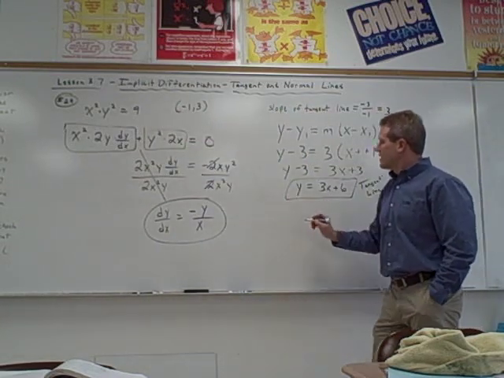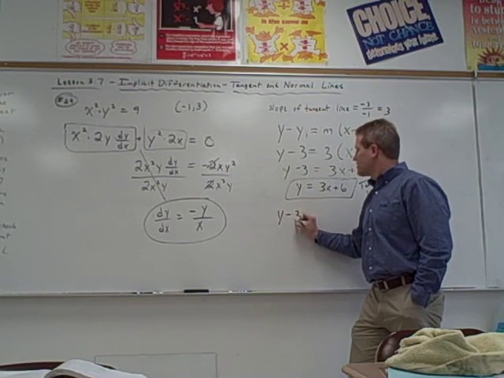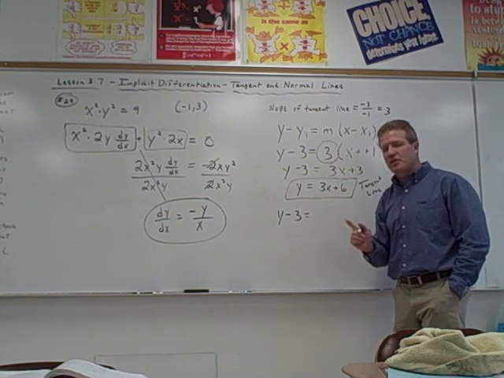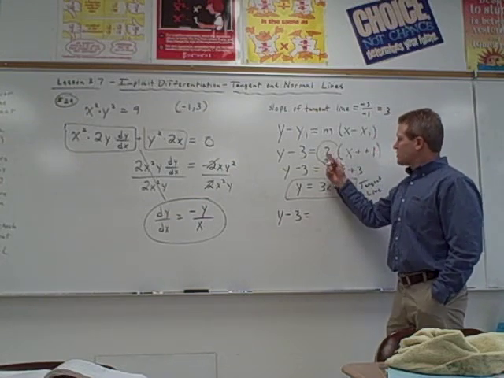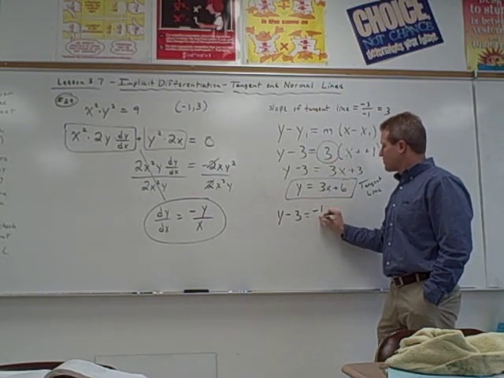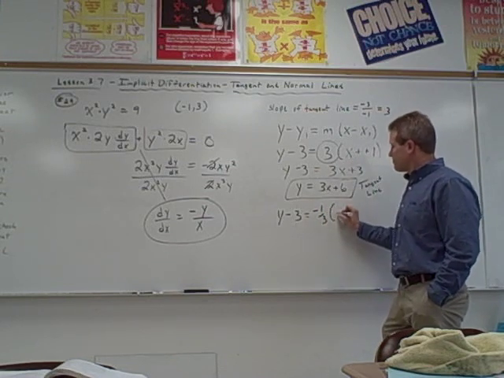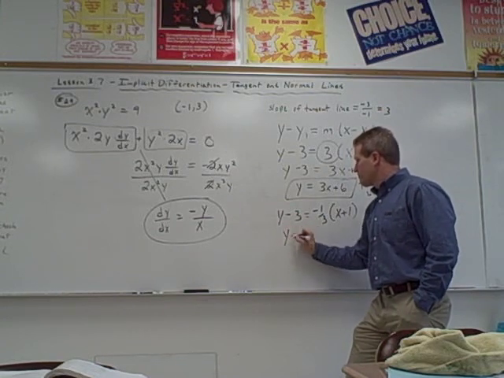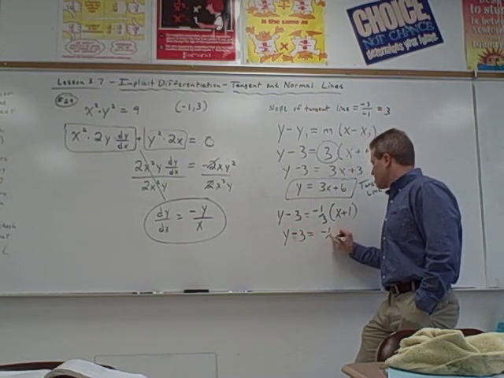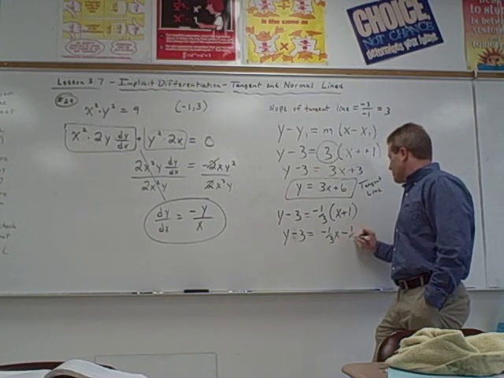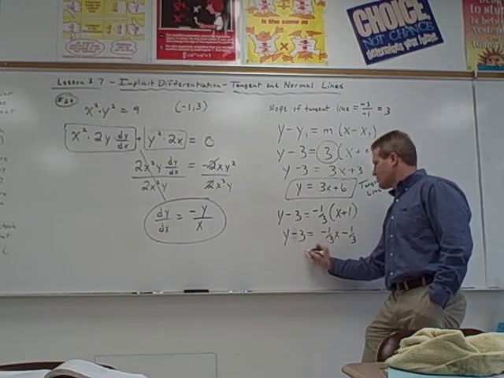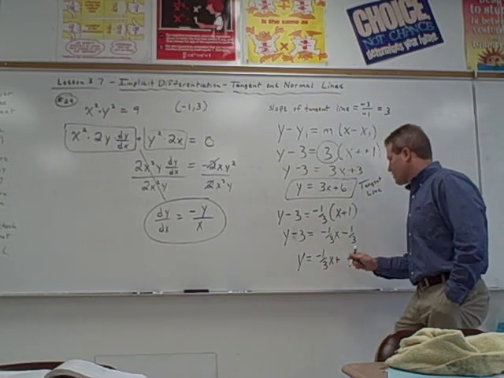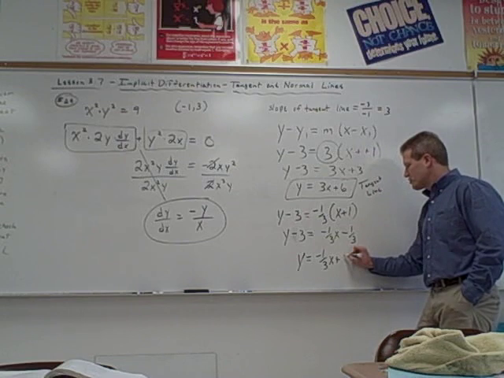Now to get your normal line, you're going to use the same equation, except you're going to take your tangent line slope, and since we know normal lines are perpendicular to tangent lines, we're going to do the opposite reciprocal of 3, which would be -1/3 times x plus 1. Distribute the -1/3. That gives us -1/3 x minus 1/3. Add 3 to both sides. That gives us y equals -1/3 x. If we add 3 to -1/3, we're going to get plus 2 2/3.